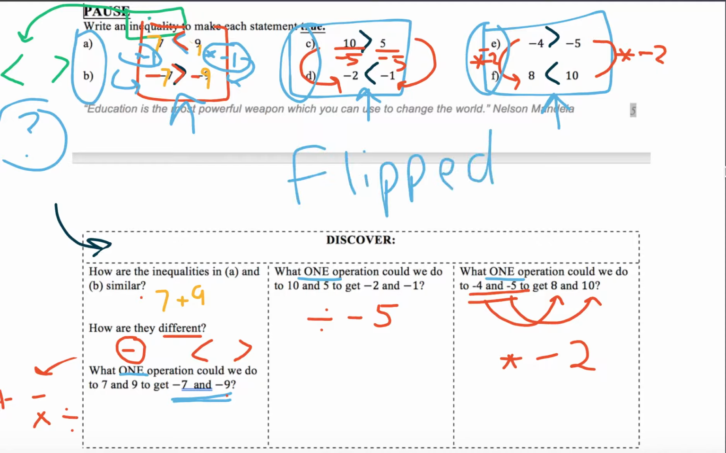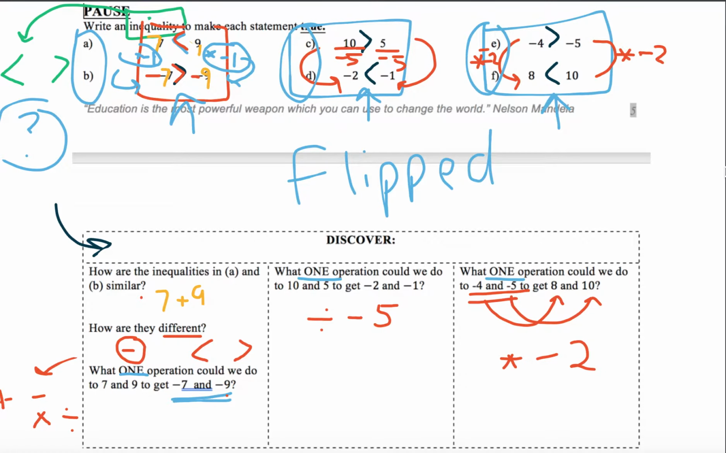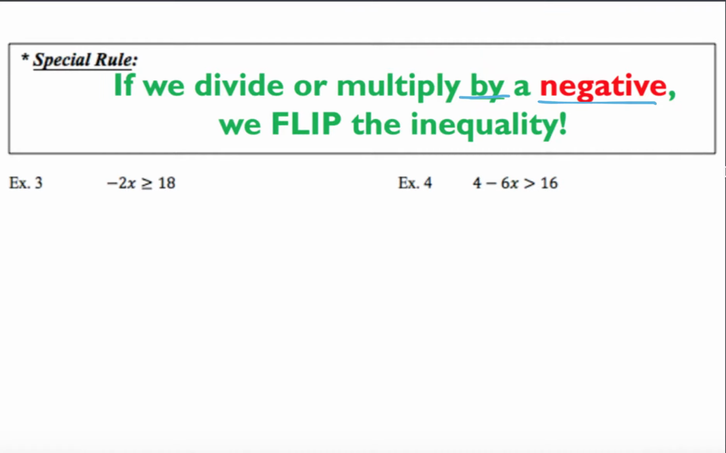They changed direction. A special rule that applies to all inequalities says that if we divide or multiply by a negative, we flip the inequality. These examples are what prove that that's true, and you can try this with any numbers. However, when we're solving inequalities that have variables, we have to know this rule because it won't be as clear since we're working with unknown numbers, which are represented by variables.